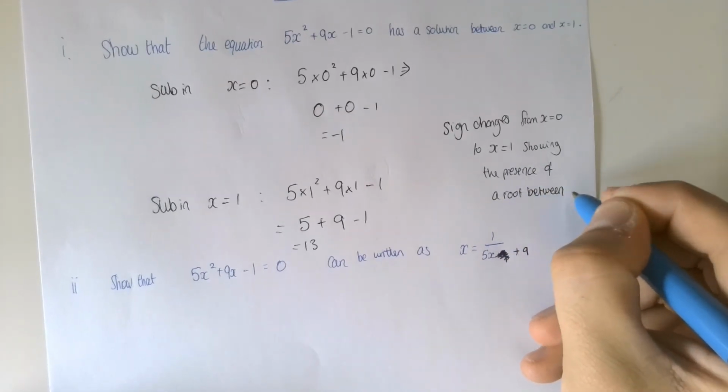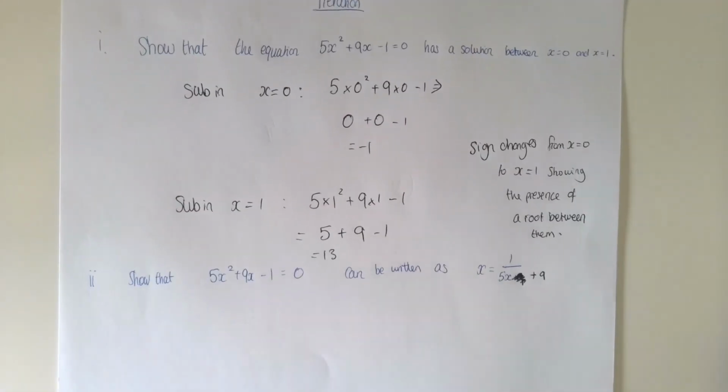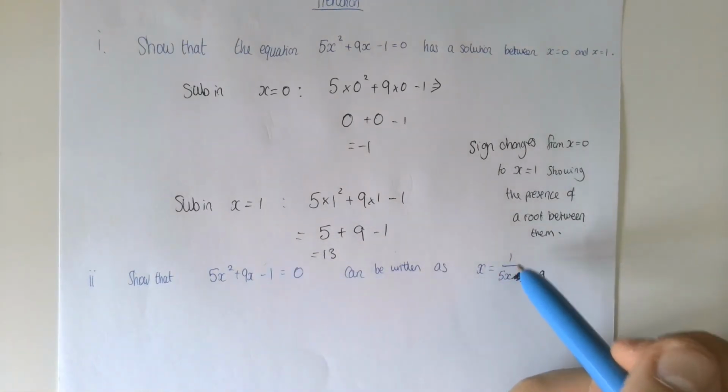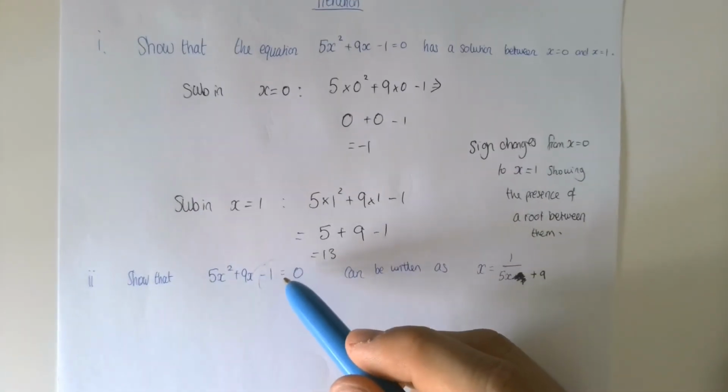Notice I'm not asking you to find out what that root is, I just need you to show me that there is a root between them. Show that 5x squared plus 9x minus 1 equals 0 can be written as x equals 1 over 5x plus 9. Okay, so first thing I notice is I've got 1 over, and I've got a lone 1 here.